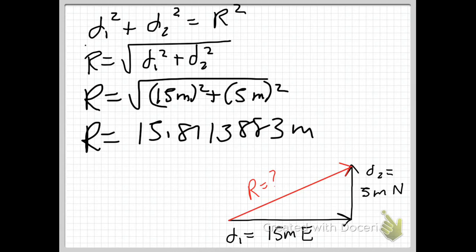Oh, shoot. You know what? Let's pretend that I wrote that better, and that's 5.0. Shall we? Let's get 2 sig figs out of this, please. So our resultant would be 16 meters. But that doesn't tell us where we are. So what other thing do we need?